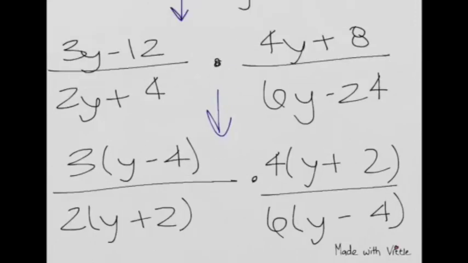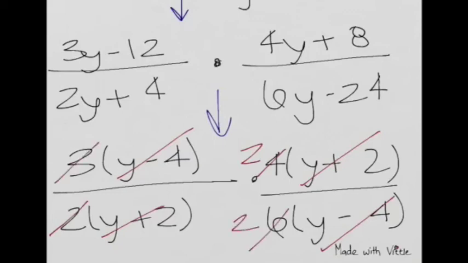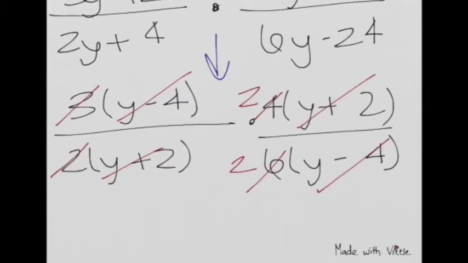Now we can cross off like terms, which is y minus 4 and y minus 4, and y plus 2 and y plus 2. But also, 2 goes into 4 twice, as does 3 goes into 6 twice also. So from that, we know that our answer is 2 over 2, which equals 1.